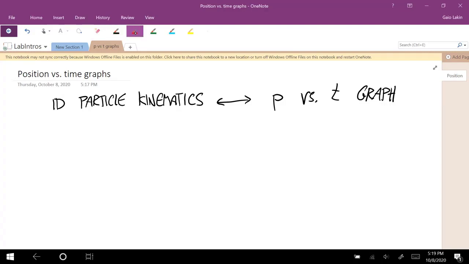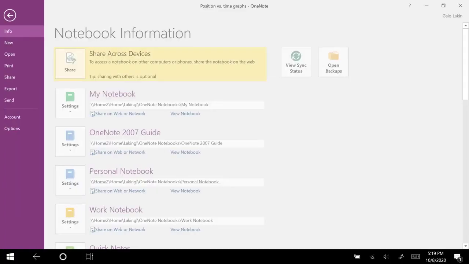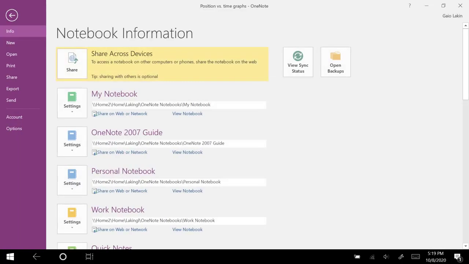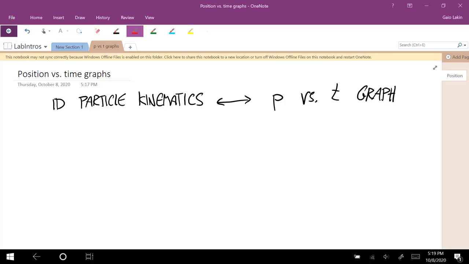It's important to recognize that position versus time graphs are really only used in one-dimensional motion. In two dimensions, you could do it with the components, but you'd have to have multiple graphs. So this is only relevant to one-dimensional motion for the most part.